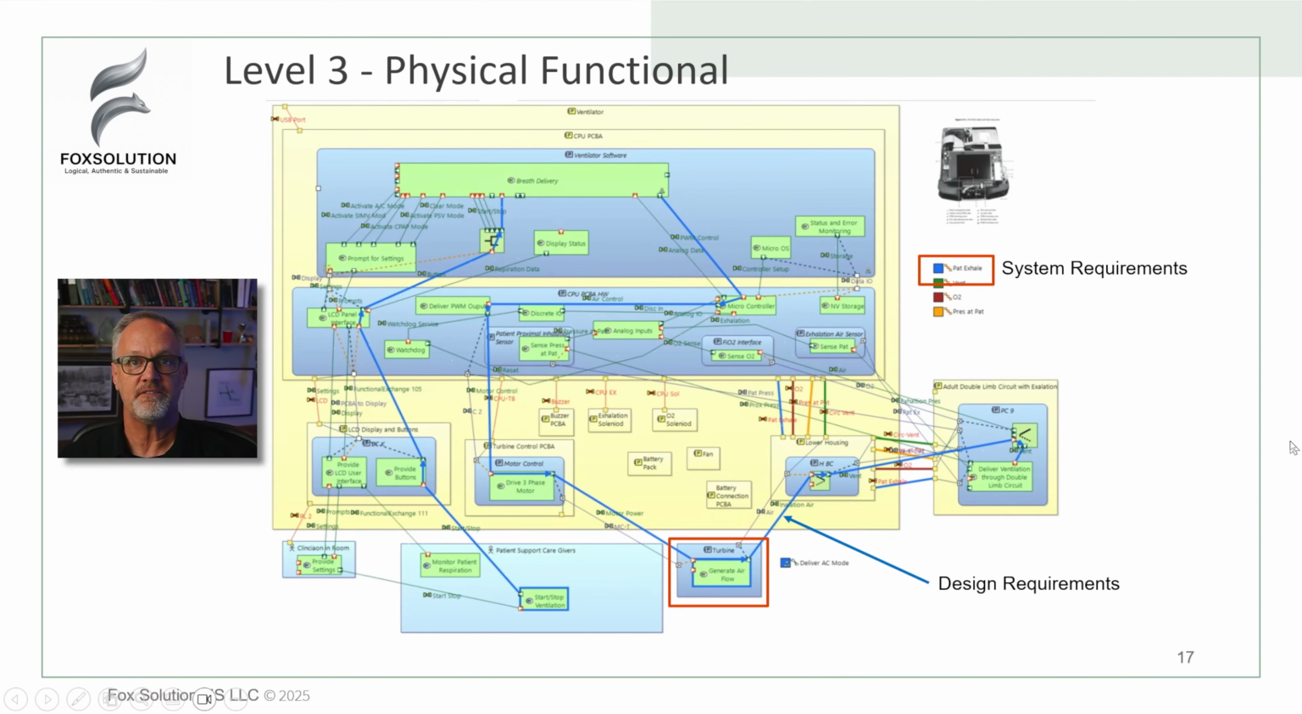Okay, now we're down at the physical functional level. You can see there's a ton more detail here. We have the different aspects of the system. We have the turbine and how it's delivering it. And the deliver AC mode, again, is this blue functional chain. And it goes through all kinds of different components of the system. It goes through the ventilator software. It goes through the CPU. It's going to go through the turbine central control PCB.